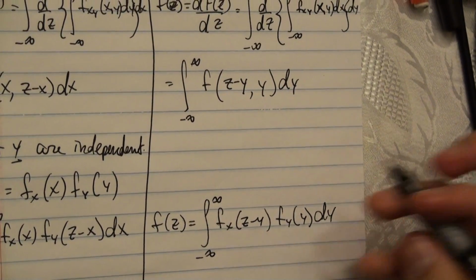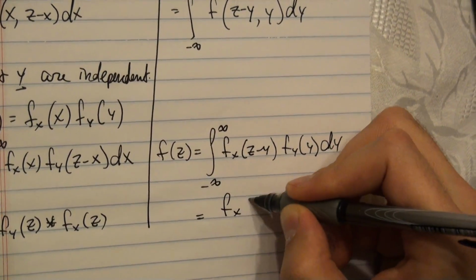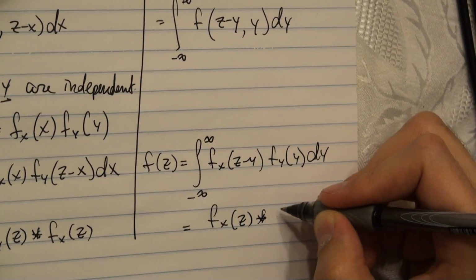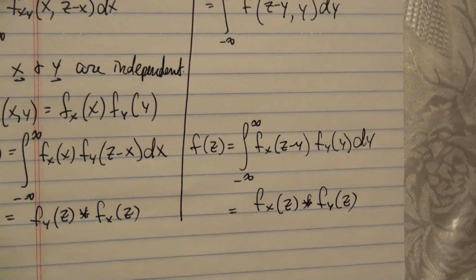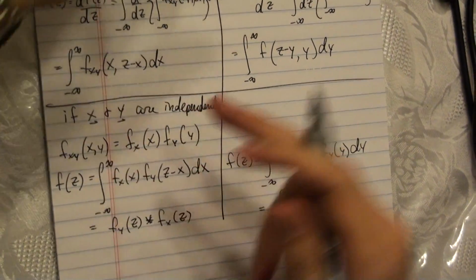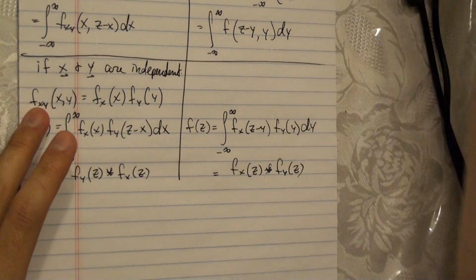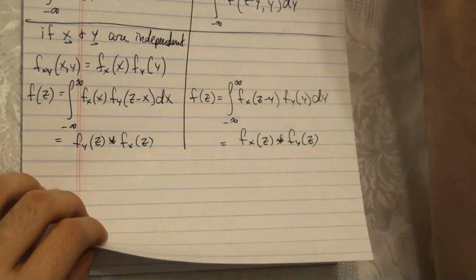Now this is just a definition of the convolution of f_X of z convolved with f_Y of z. So this is a special case if the x random variable and y random variable are independent. So now we have another method of doing the same thing. We can use the step function.